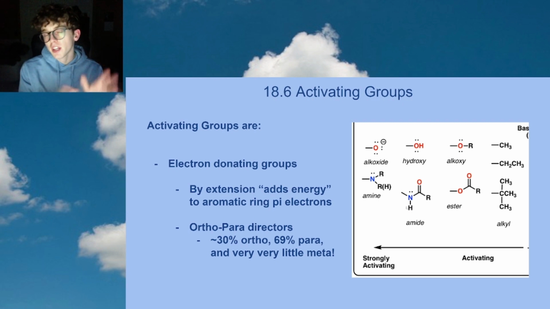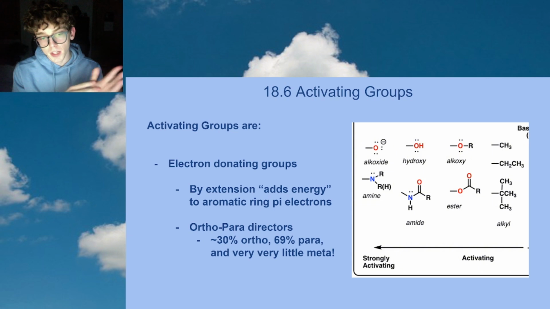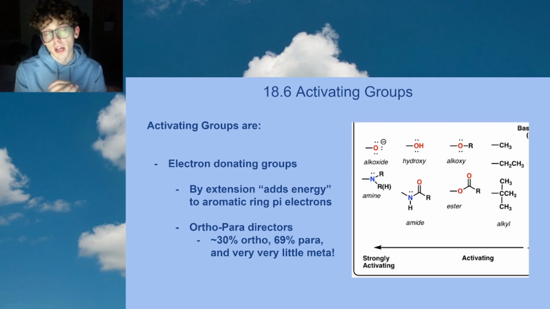We'll see roughly, and these are made-up numbers, so take this with a grain of salt, about 30% ortho, so one away. Para, you'll get about 70%, 69% is what I said, just to leave an extra percentage for meta, because you get very, very little meta with activating groups. I want to now show you something on my drawing software.